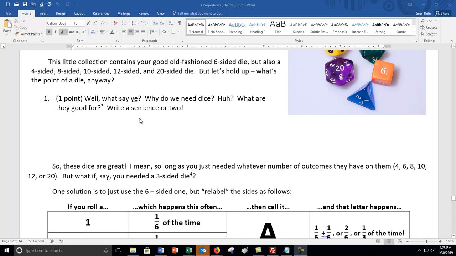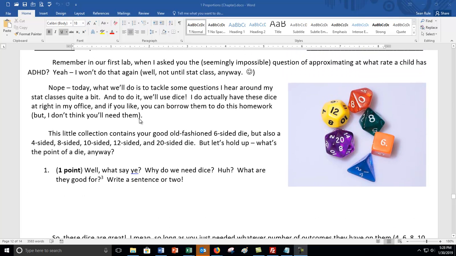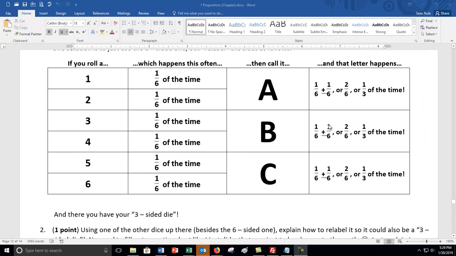What's the point of dice? Dice are random number generators, plain and simple. It's the only reason you have them. If you need to generate random numbers between 1 and something, dice work. A coin works if you need 2 random numbers, and these dice work for numbers other than 2, and that's what this homework is all about, using 3 and 4 and 5 and 6 and so forth. So hopefully this all made sense.